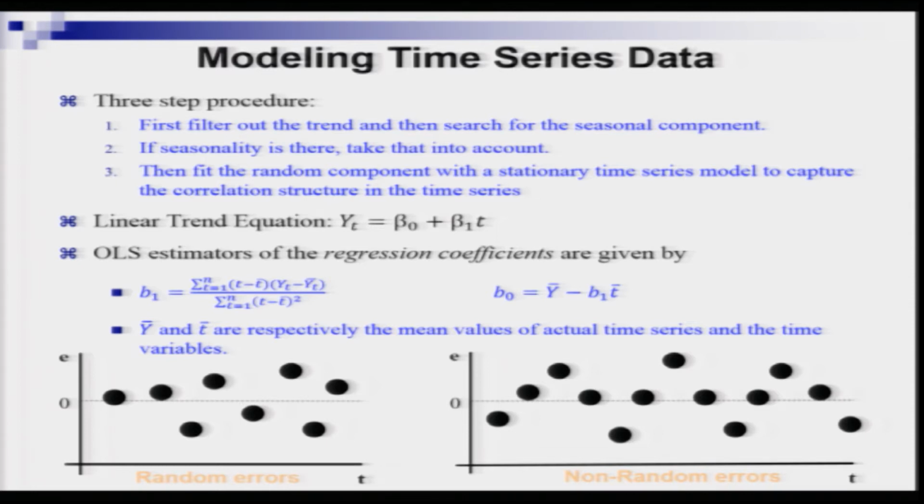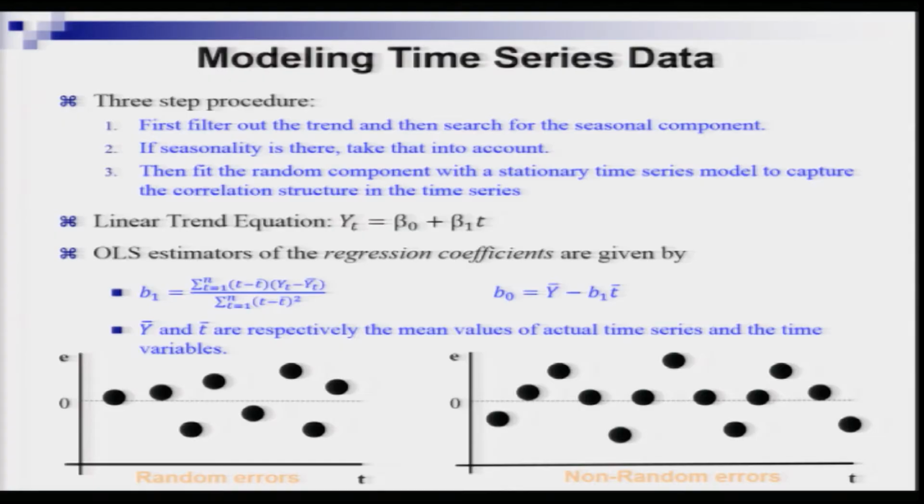Now, what is a stationary time series? That is a complicated discussion, and at this moment let us not get into that. Later in this course we are going to talk about stationary time series data at length. Right now, assume that you have a stationary time series available as the random component of the time series data, and let us focus on the trend and the seasonality component only for this lecture and the next.